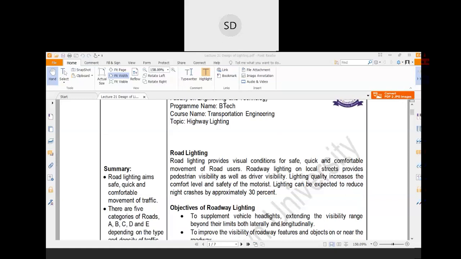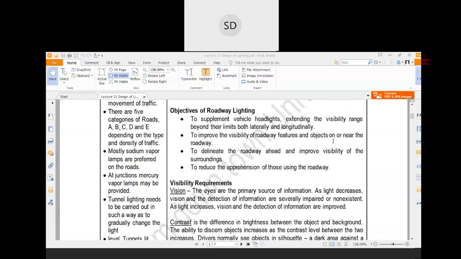Okay, by some practical experience, it is found that if you provide a good lighting condition, it is very much effective in reducing road crashes by approximately 30%. Now, the objective of road lighting, as we discussed, is to supplement vehicle headlights, extending the visibility range beyond their limits both laterally and longitudinally. So, during night driving, you have the headlight, but this road lighting helps to increase the range of visibility ahead of you in addition to the headlight.